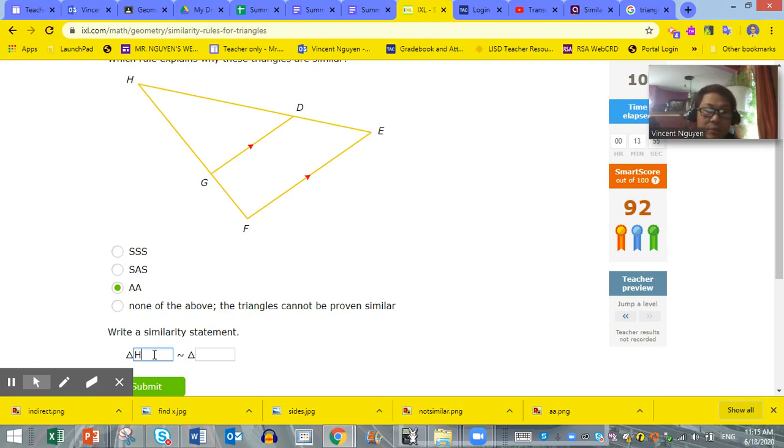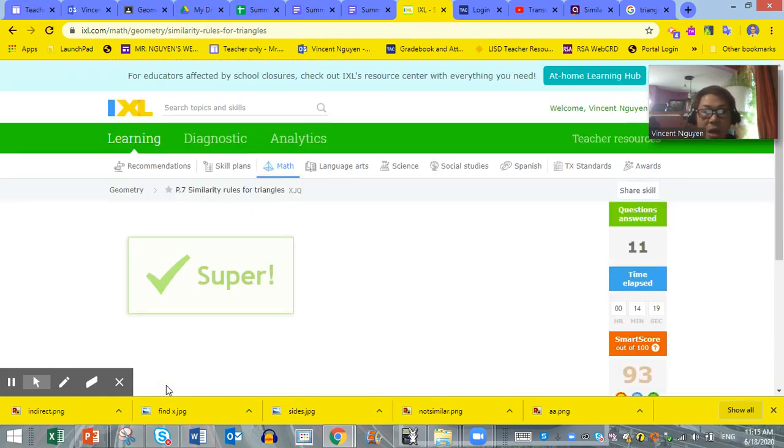There's a different way of looking at this, but all you need is two sets of angles that are congruent. So I start with H, go clockwise, so D, and then G. So H, D, G for the little one. For the big one, start with the same angle, which is H, and then I go clockwise, which is E, and then F. So H, E, F, and ta-da!